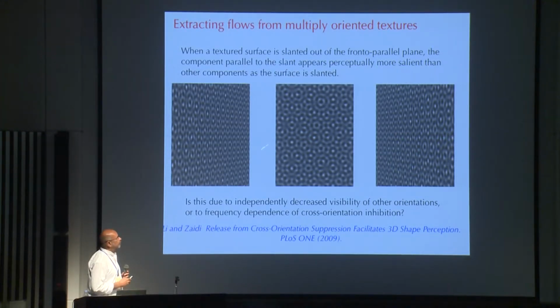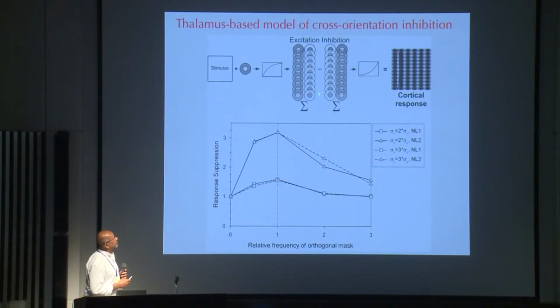And this is what I mean, where the parallel nature of striate cortex comes out, because you don't want to lose all this information. You want to know what the texture is, and you want to know what the flows are. So you don't want to decode to get a single orientation for each retinal location. You want to keep all this information till later. So even if you make simple thalamic-based models of cross-orientation inhibition, as long as these cells are fairly circularly symmetric, you can imagine, and we just did some simulations, that the response suppression is highest when the frequency of a grating and the mask are the same. And so there is a frequency dependence that comes out of here.